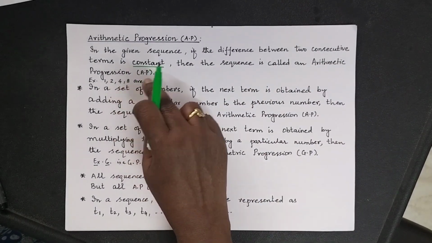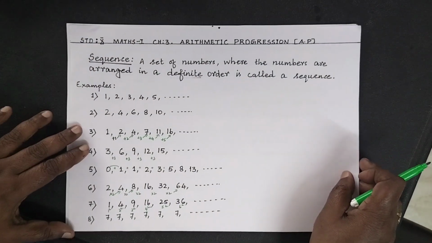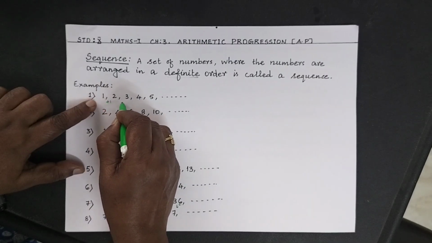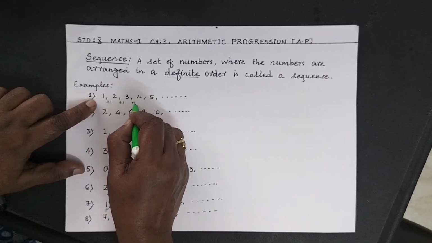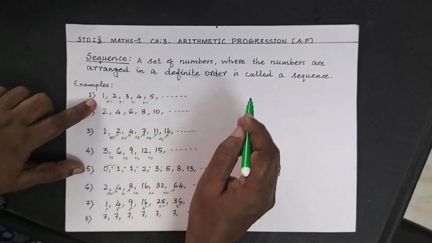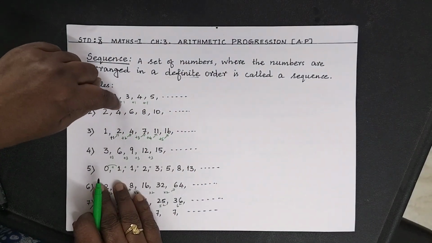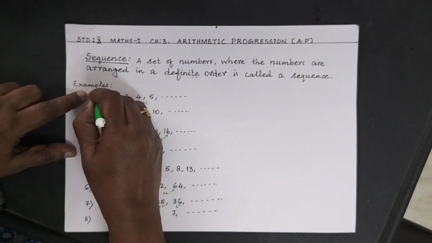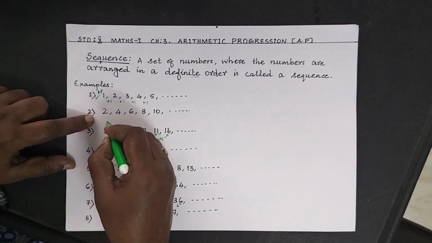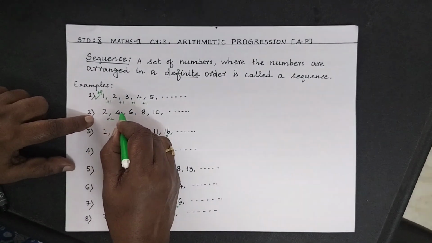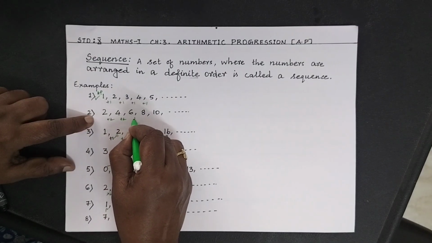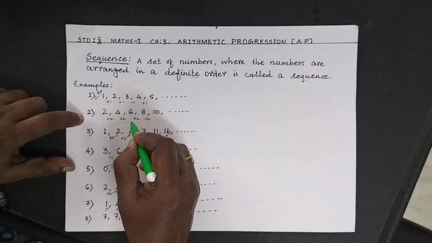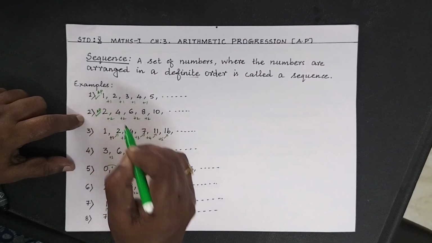Now in the given examples, let us see. Now here the difference between these two consecutive numbers is 1. Here also 1. Here also it is 1, etc. So here everywhere the difference is 1, therefore it is constant, so it is an arithmetic progression. Similarly here 2 plus 2 is 4, 4 plus 2 is 6, 6 plus 2 is 8, 8 plus 2 is 10. So the difference is again constant, so it is an arithmetic progression.